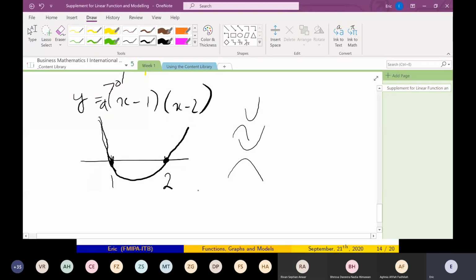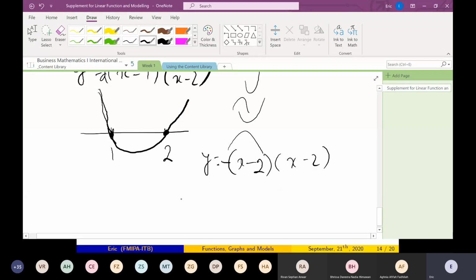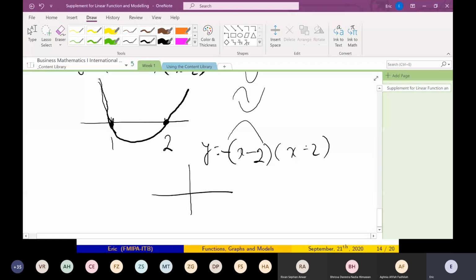And what about when I have y equals x minus 2 times negative? So you should have x plus 2. x minus 2 equals 0, you have 2. x plus 2 equals 0 gives you minus 2. So it will pass through these points. How do you graph this? Don't forget this is minus of this. So you have this.